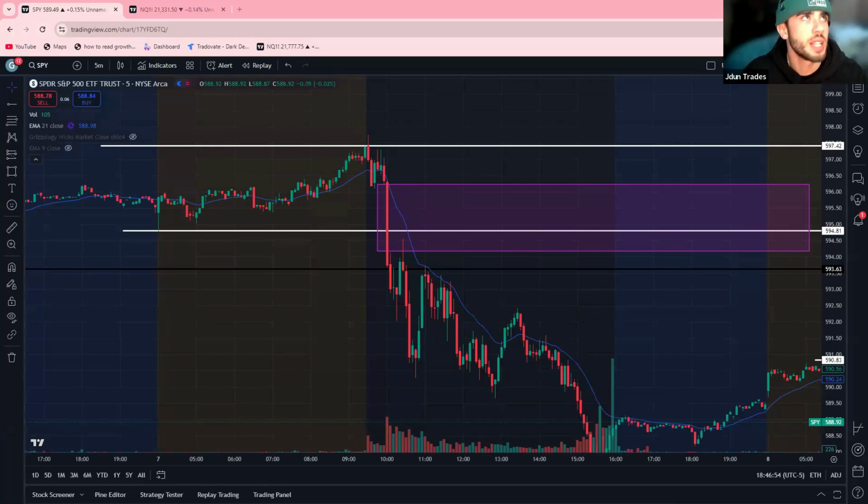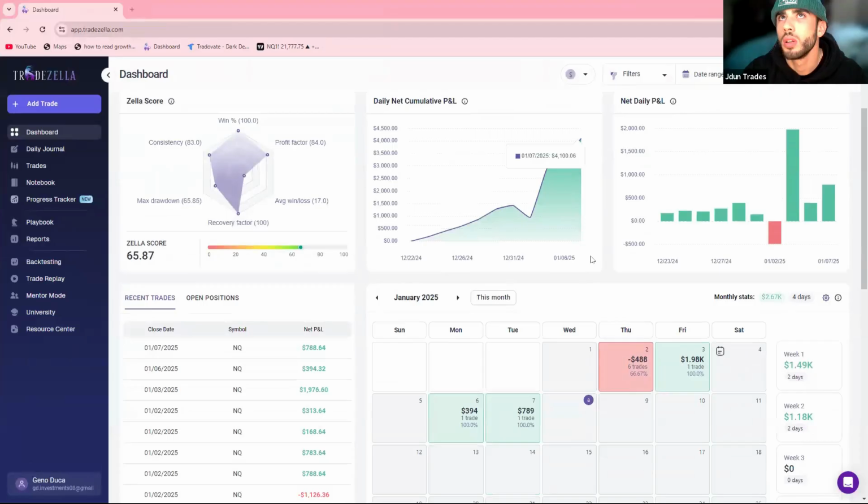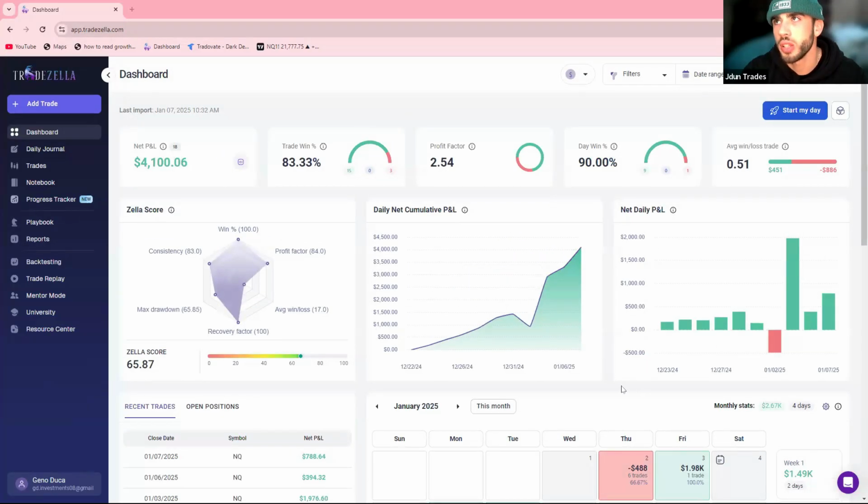Let's go to the TradeZilla dashboard here. So you can see on the TradeZilla dashboard, the net P&L is 4,100 on this account. I just started with 5K not that long ago. Like I said, I was just building a little cushion, just seeing what I can do with the account.